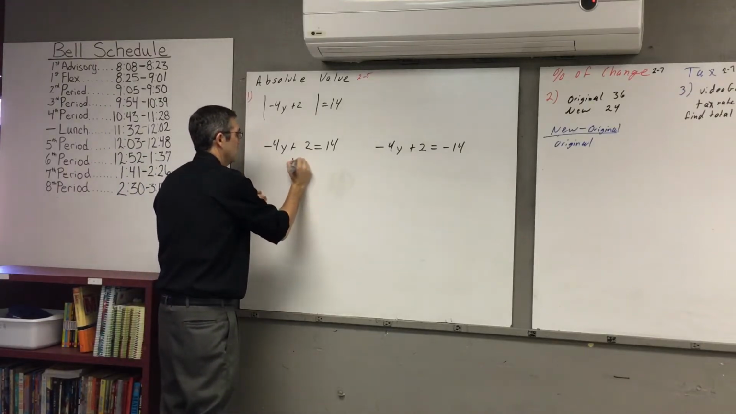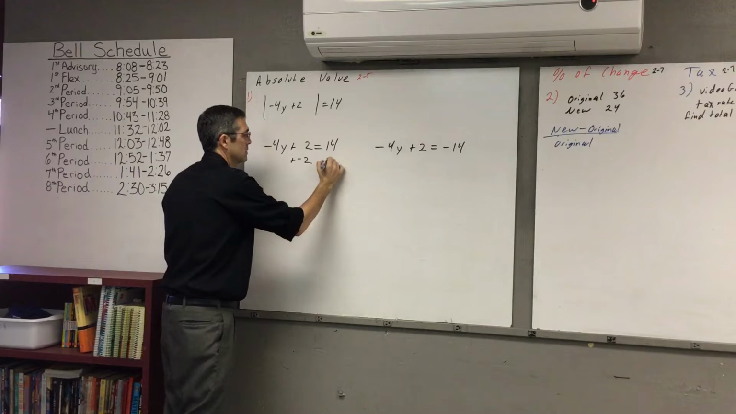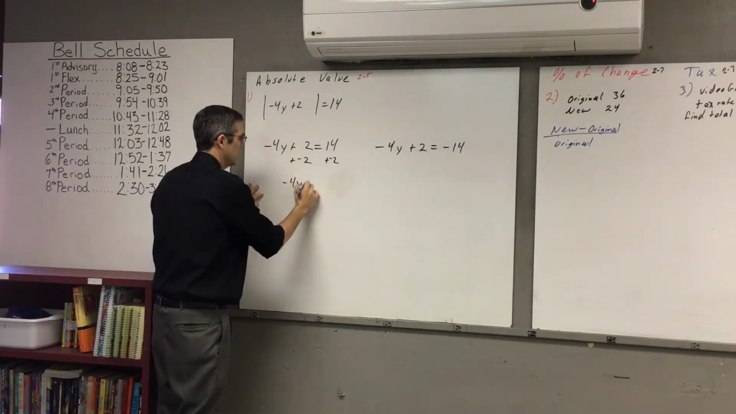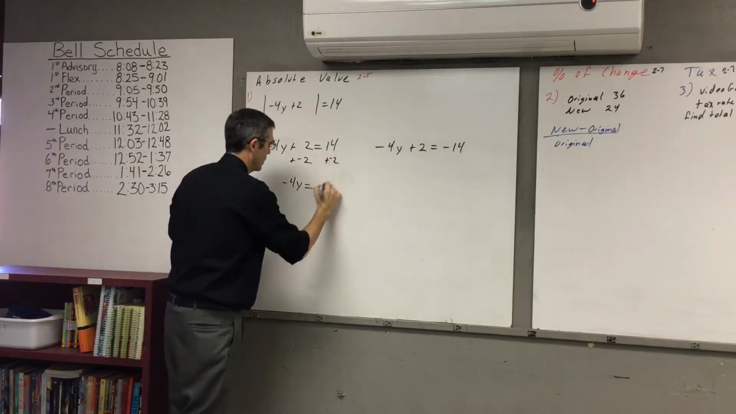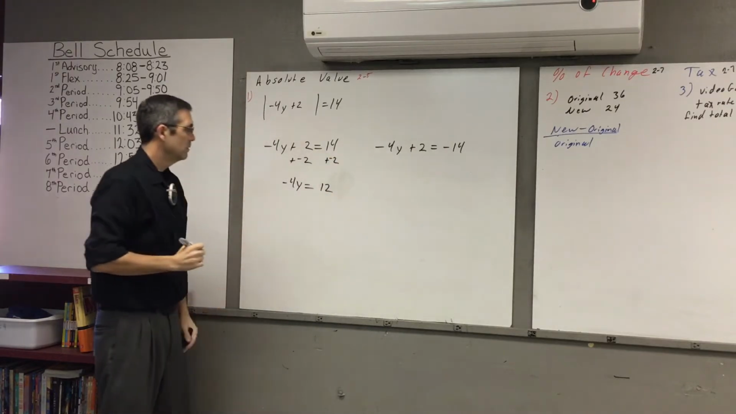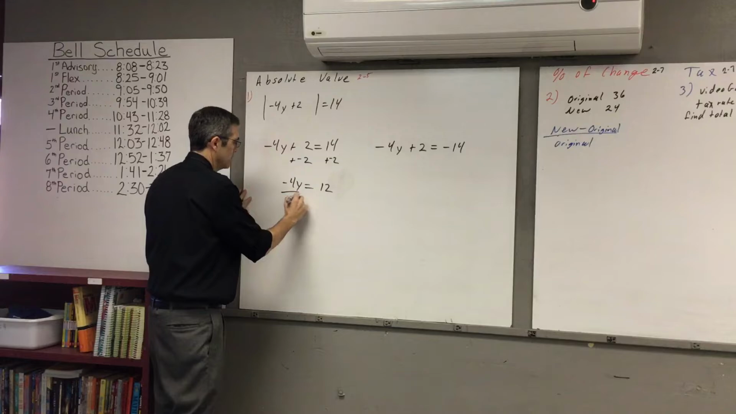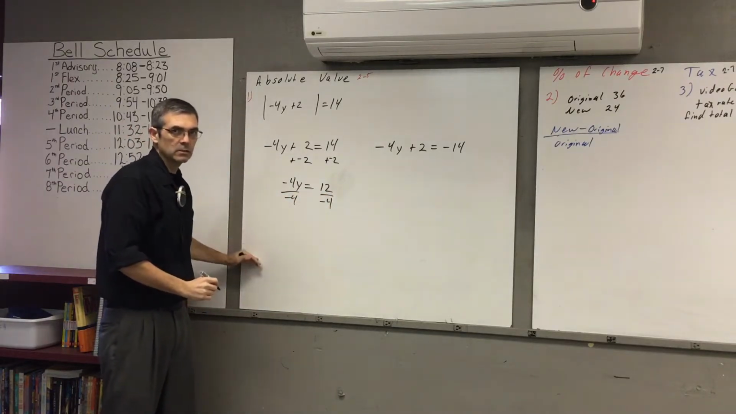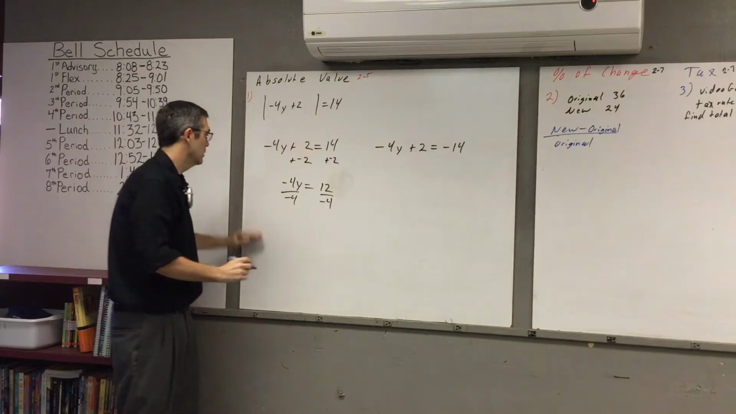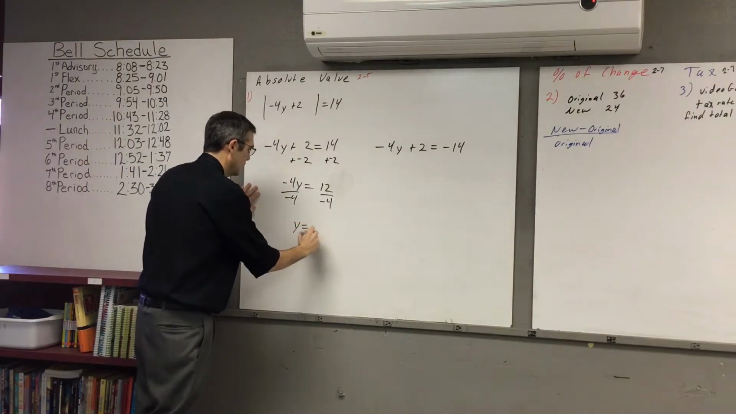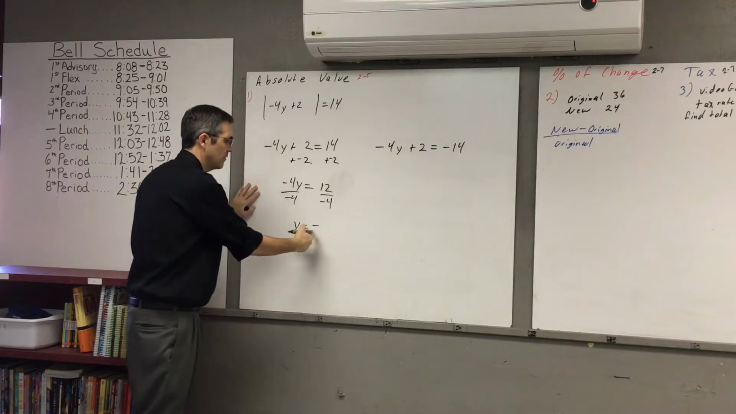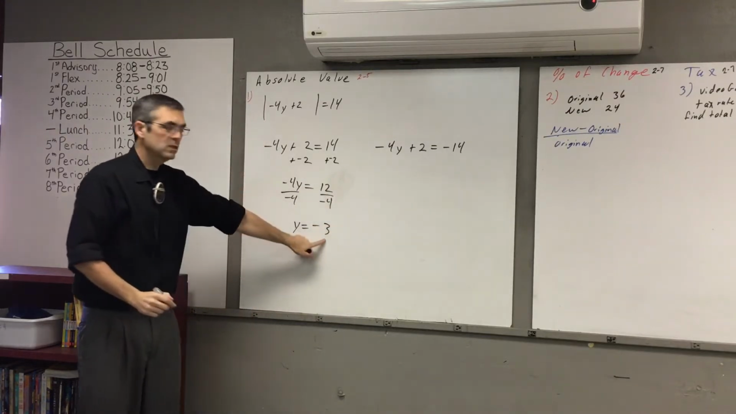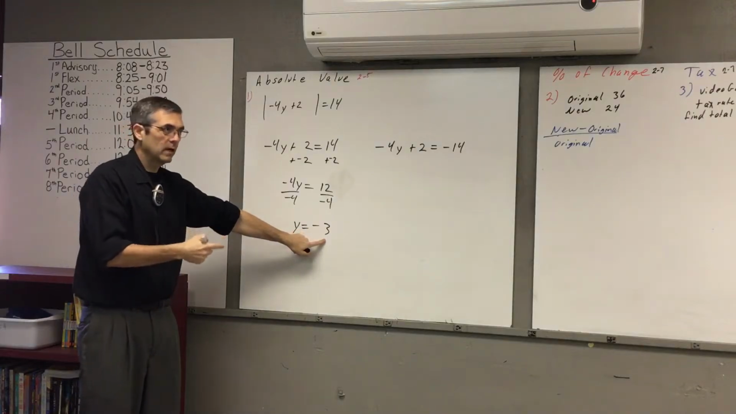So add the inverse to both sides. That leaves me with negative 4y equals 12. Divide by negative 4. Divide by negative 4. And you guys have done this a ton, so you should be very proficient with this. So y equals negative. A positive divided by negative gets me a negative. 12 divided by 4 is 3. So this is one of our answers here.